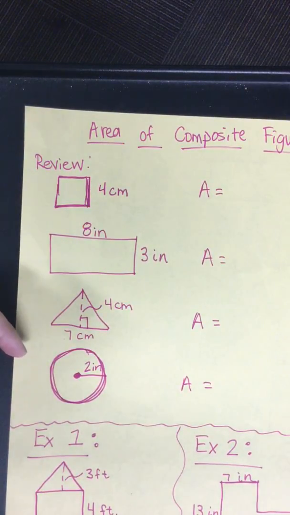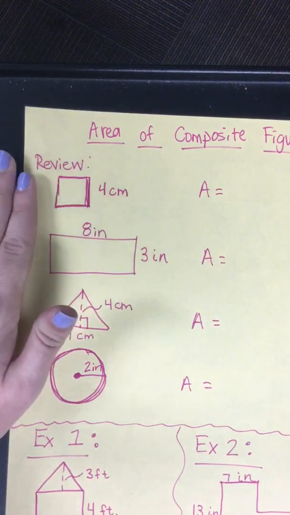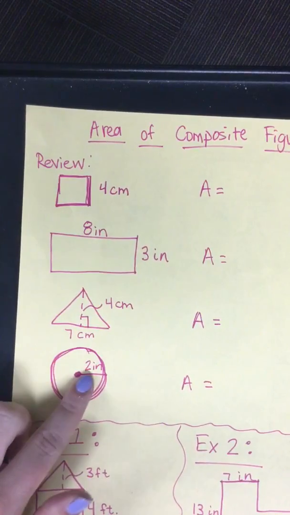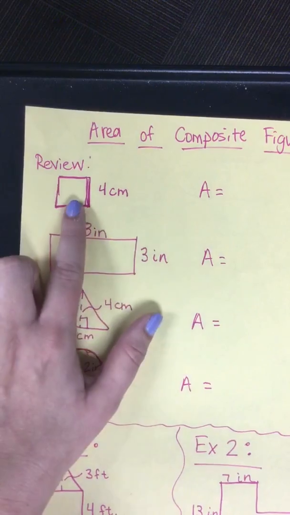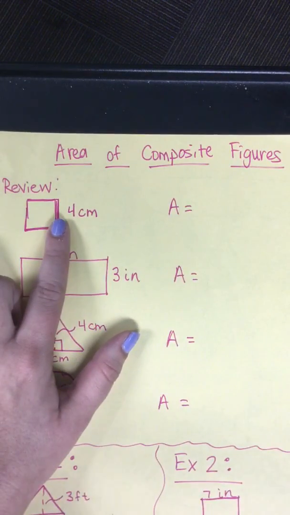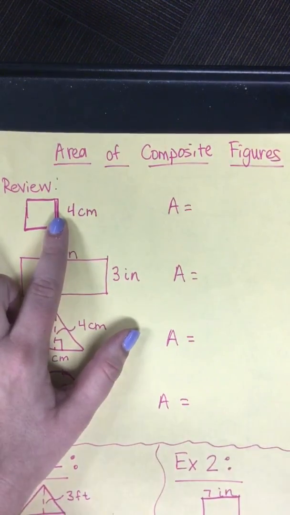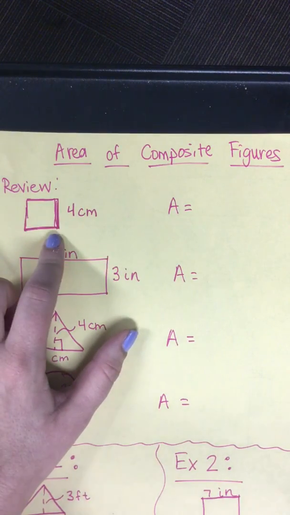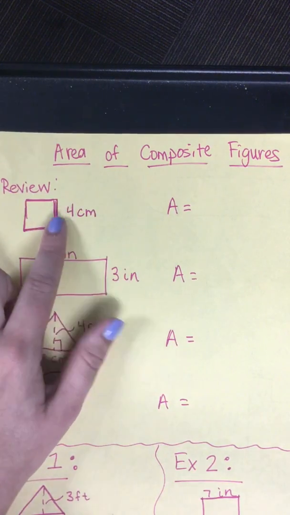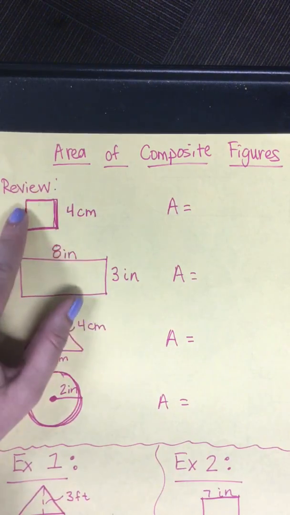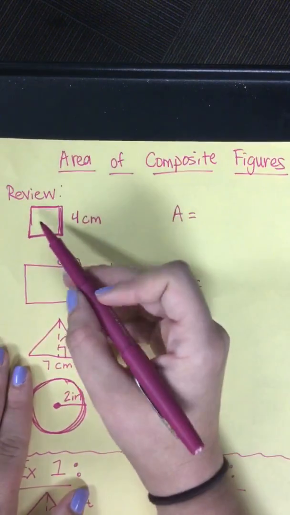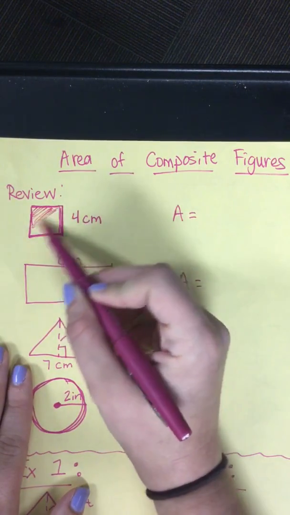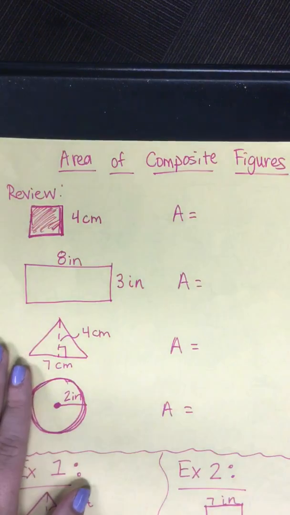We did this actually last week while I was gone before you guys started your map test, but I wanted to make sure we all remembered these four shapes before we moved on to composite figures. So, does anybody know how we find the area of a square? Yeah, so we're doing area. Okay, area means the inside of the shape. That's really important, guys. We're not going around the outside today. We're talking about all the space inside this square.